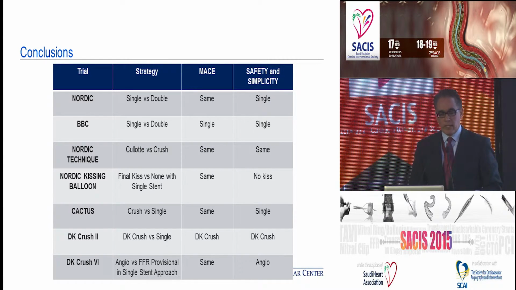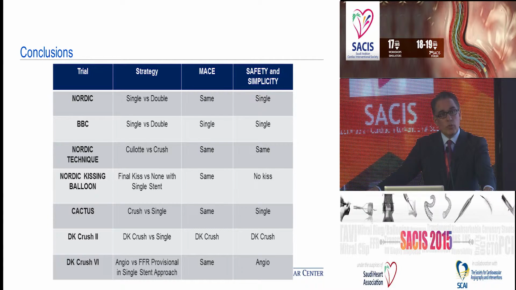I've shared a lot of data, but I thought I would quickly go through the main takeaway points. The Nordic trial is single versus double stenting. MACE rates are the same, but the safety and simplicity with lower peri-procedural MI favors the single stent approach. In the BBC, single versus double, MACE rates actually were in favor of the single stent approach because peri-procedural MI was included as an endpoint. The Nordic technique trial was really to look at culotte versus crush. The two techniques lead to similar outcomes.